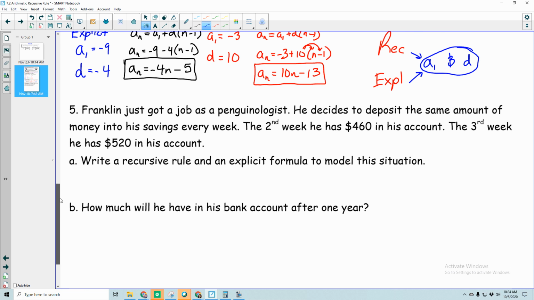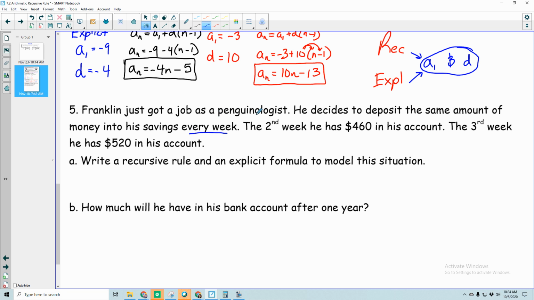Okay, and then the last thing we'll look at is a word problem. So we've got Franklin here. He just got a job as a penguinologist, and he decides to deposit the money he's getting from his wonderful job into a savings account. He's going to deposit the same amount of money into his savings every week. So he's doing this weekly.